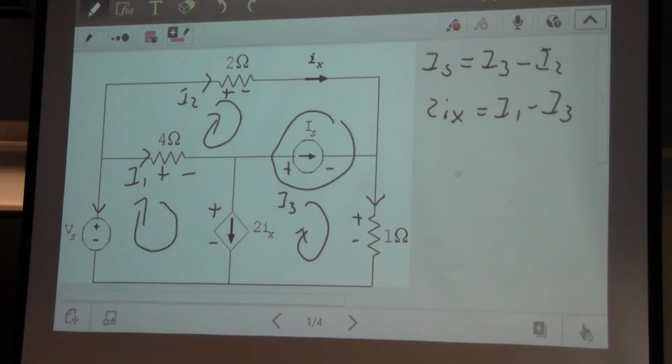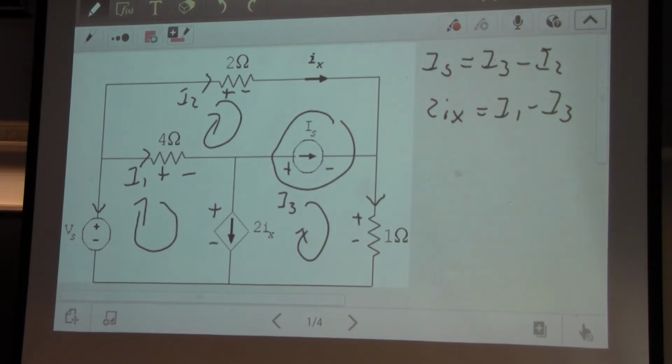A natural way to choose a loop for this is to start here and go all around the outer loop. That way I skip both current sources, and I don't have to write any Vx or Vy or anything else. I didn't introduce any new variables. So that's why the super loop is helpful: it reduces the number of variables. Then I'm going to write an equation around that big loop. So let's write that equation.